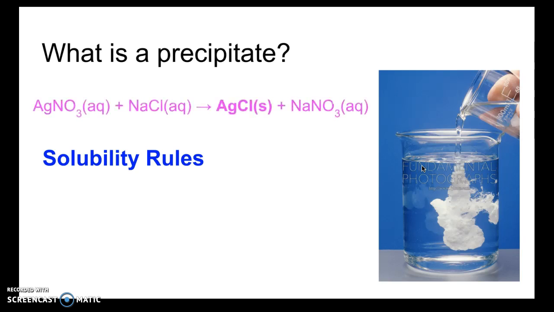Recall that if you add two aqueous solutions of salts, so sodium nitrate and sodium chloride together, for example, and they exchange their partners, you're going to form 2 new salts. And if one of those salts is insoluble in water, according to the solubility rules, that will be your precipitate. So here, a very common example is silver chloride. And you saw in the demo, that white powdery thing that formed, that is the silver chloride. We formed a precipitate.